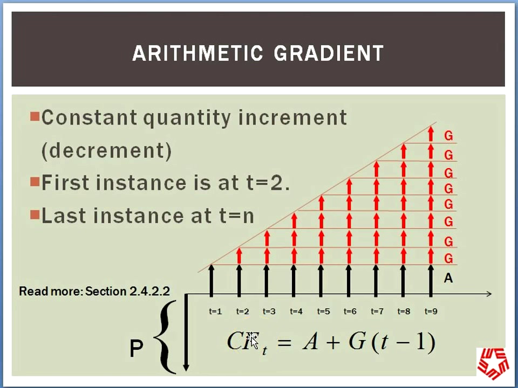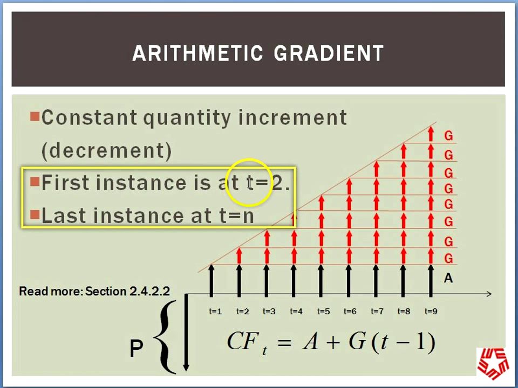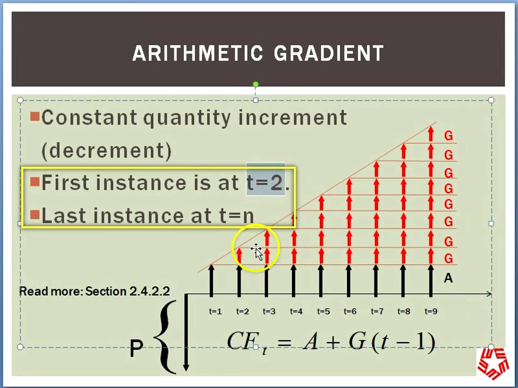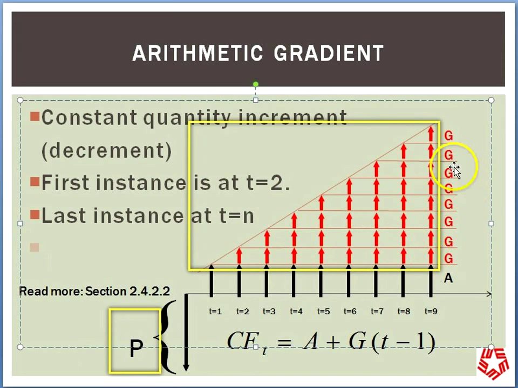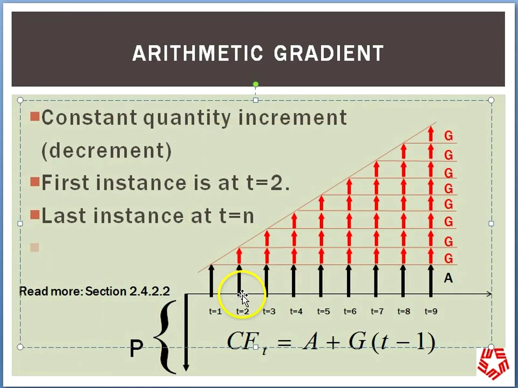Additionally, things that you need to take into consideration is that the first instance of the gradient is at t equals 2. The last instance of the gradient is at t equals n, that is for the n payments that you would have if you have an annuity. The model with the formulas that we compute makes a relation between the gradient series, which is the arrows depicted in red, to the P, which could be part of the solution. The gradient formula does not take into consideration the annuity because the annuity has its own formula.